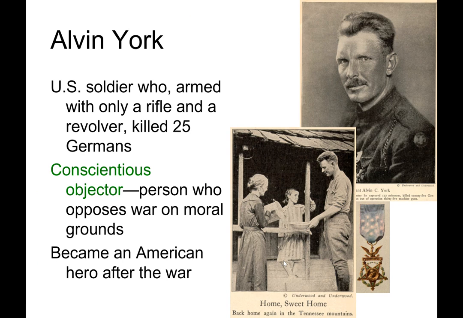Alvin York was a U.S. soldier. He was only armed with a rifle and a revolver, and he killed 25 Germans. He is a conscientious objector, which is a person who opposes war on moral grounds, and he became an American hero after the war. This was a problem for many Americans who considered themselves Quaker or pacifist, who did not want to be a part of the war effort but were forced.